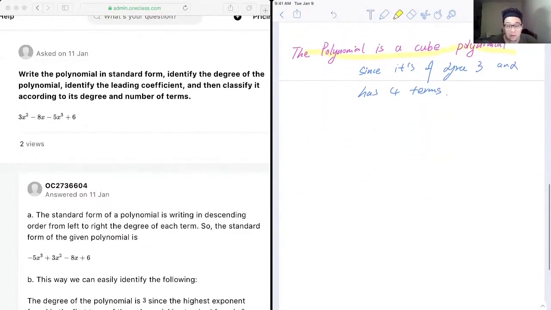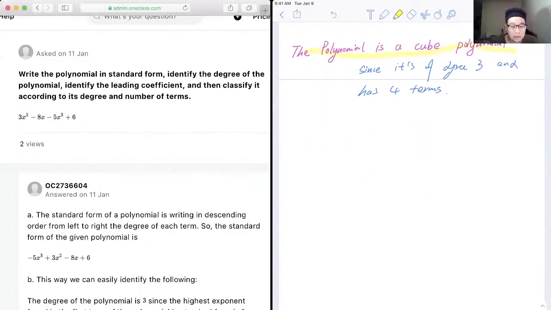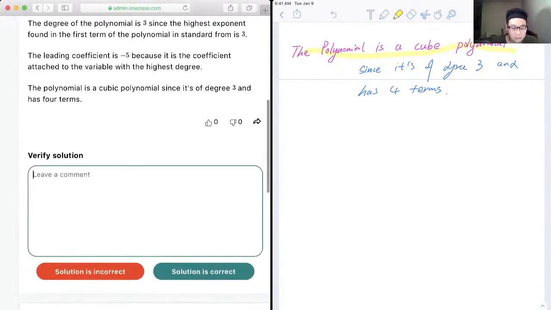Let's leave a comment: solution is correct. Well done.